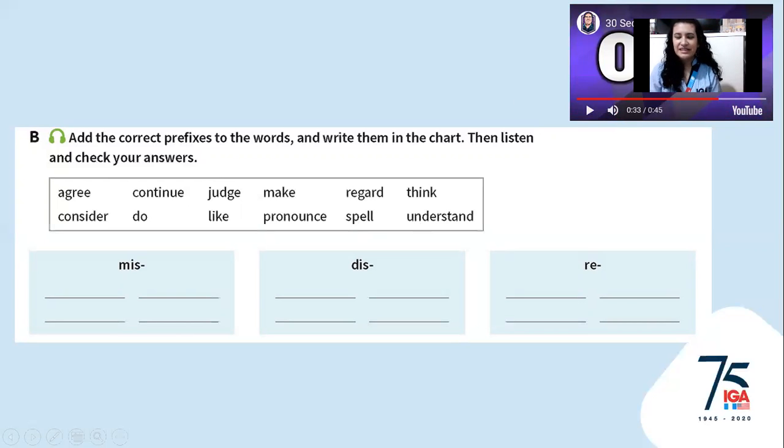Okay, our 30 seconds have passed. If you need more time, just, as you know, pause the video, okay? So right now we're going to check and also practice pronunciation, okay? So let's check our answers.